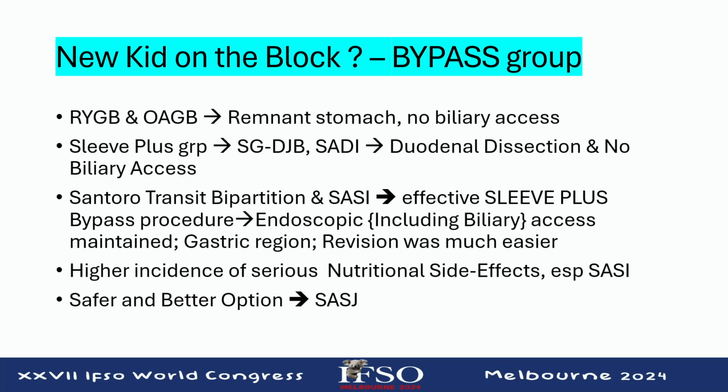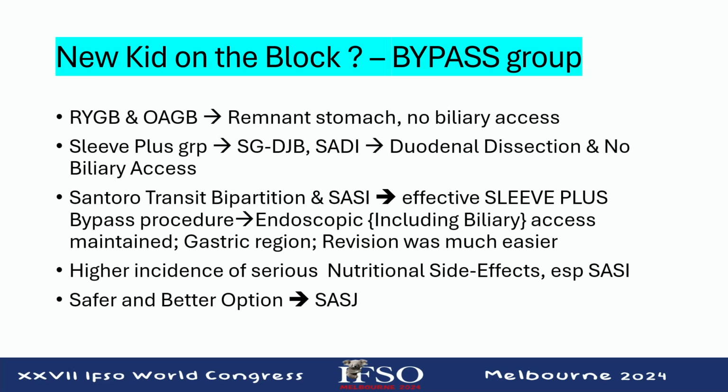So is this the new kid on the block? In the bypass group, if you see the RYGB and the OAGB, there was the gastric area that was remnant and there was no biliary access. Then we looked at the sleeve plus group. You had the sleeve and DJB and the SADI. There was dissection of the duodenum going up to gastroduodenal artery, but no biliary access again.